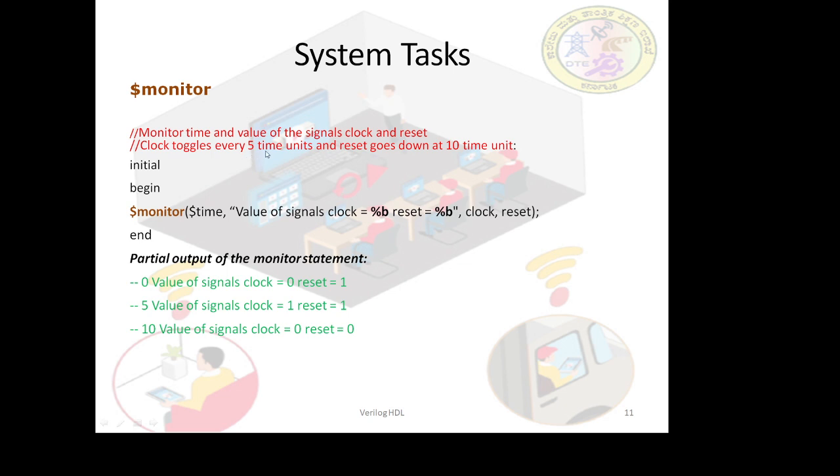As I have specified, every 5 units of time, so after 5 units of time the value of the clock signal will be toggled from 0 to 1. But they have not specified anything about the reset. As reset goes down at 10 units, after 5 units the reset value will be the same as the previous one, when the simulation time was 0. So reset is retained as it is.